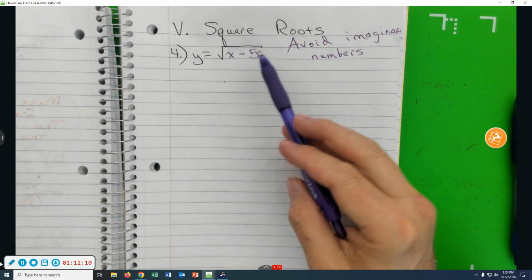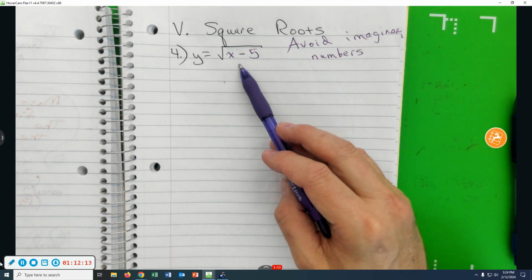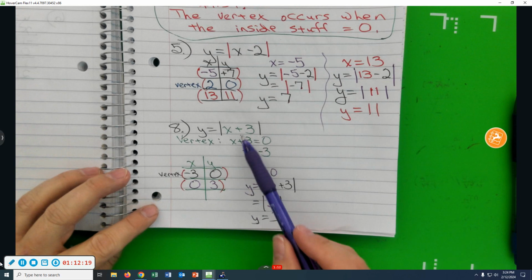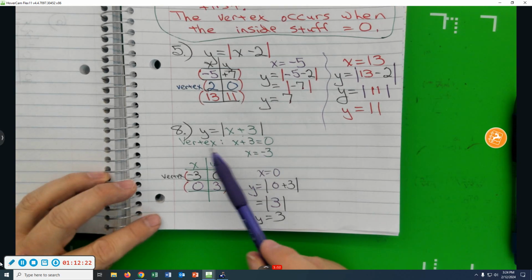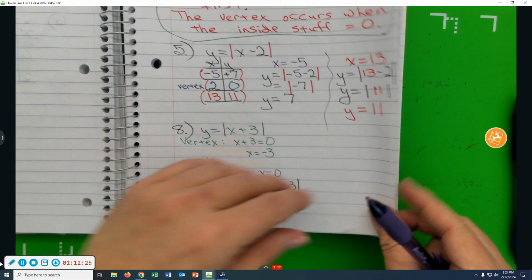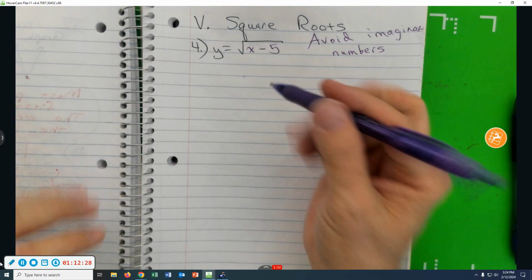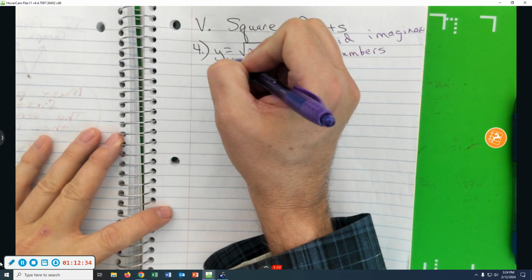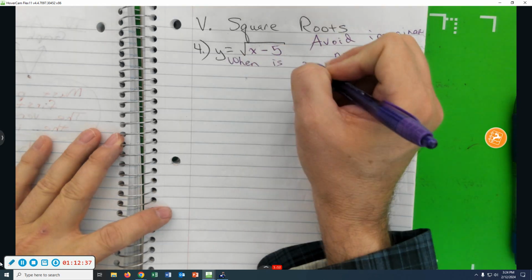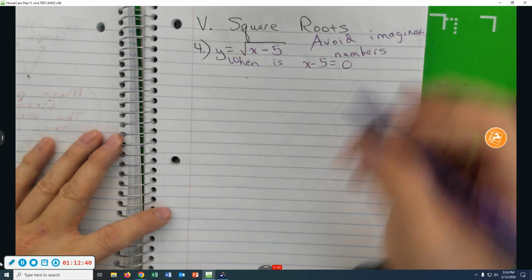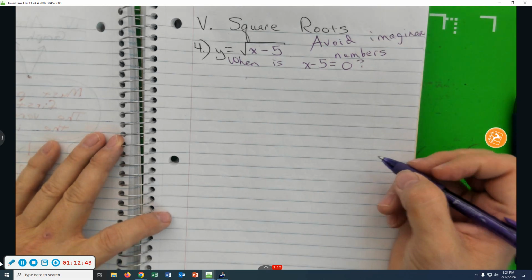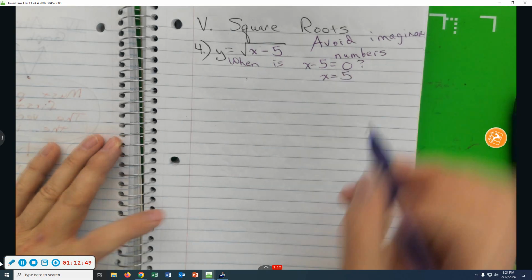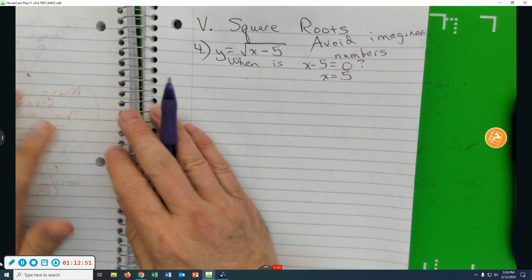My process for graphing these things is sort of similar to what I do with absolute values. With absolute values, the first thing I ask myself is, when is the inside stuff equal to 0? That gives me the vertex. Well, for a square root, I ask myself, when is the stuff under there equal to 0? When is x minus 5 equal to 0? We can solve and get x equals 5. Okay, 5 is now the starting point. That's where the graph is going to start.